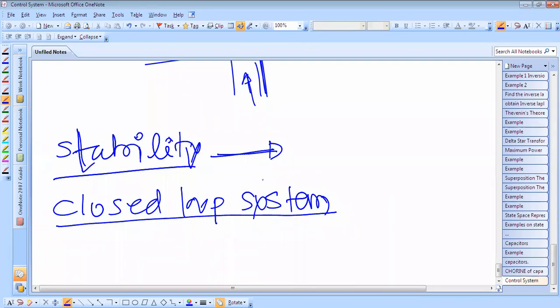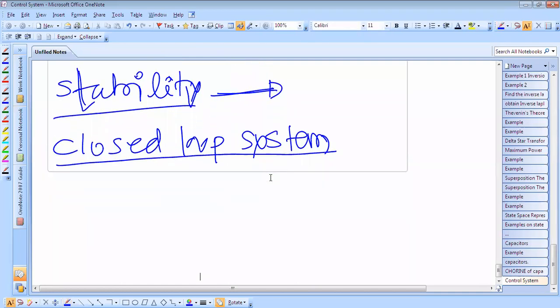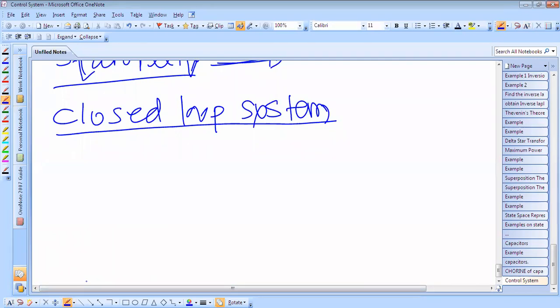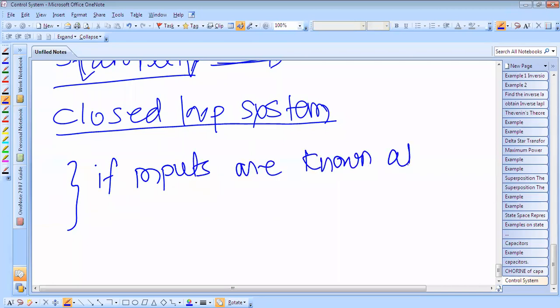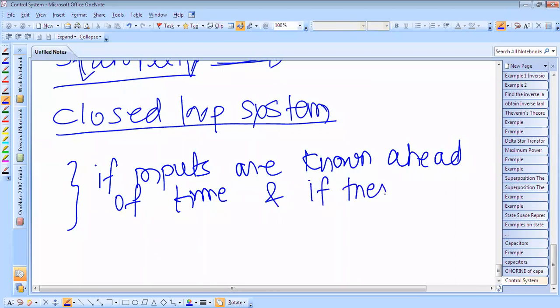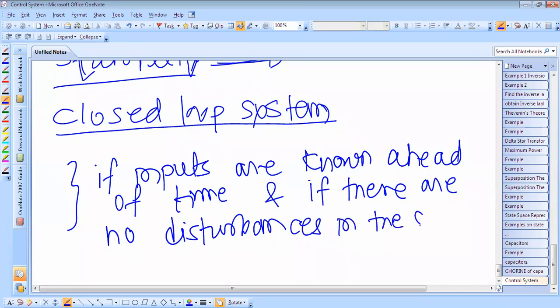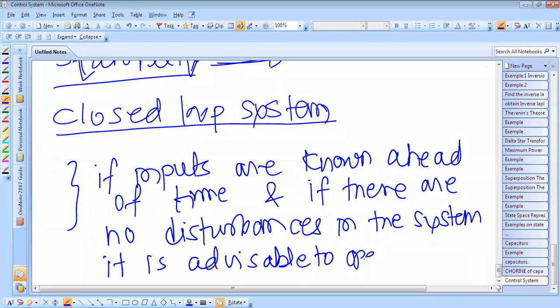We have to emphasize that for the system in which the inputs are known, suppose we have to design the system for any plant, and if you know the inputs ahead of time, what input you are giving to the system, and there are no disturbances in the system, it is advisable to use the open loop control system.